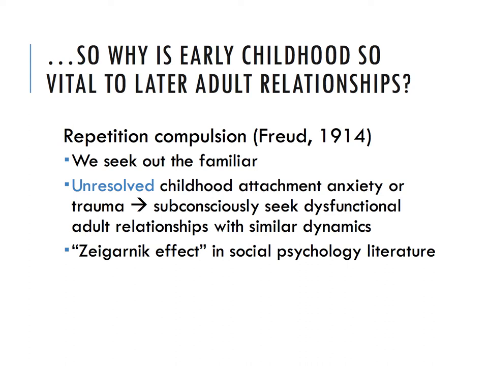The Zeigarnik effect is something that pops up in social psychology literature, which says that people tend to remember uncompleted or interrupted tasks better than completed tasks. So if you were unable to successfully negotiate a relationship with your mother, you will keep remembering that relationship and seek it out. So that is basically why those early childhood relationships end up influencing adult relationships.